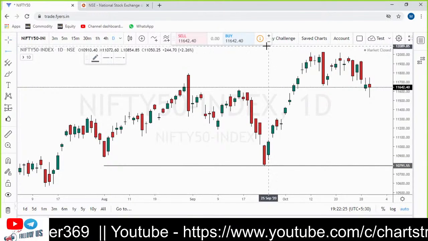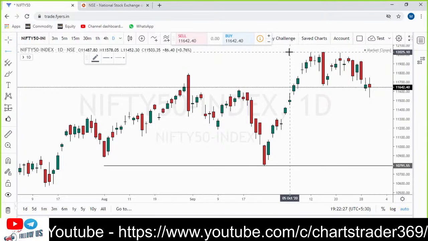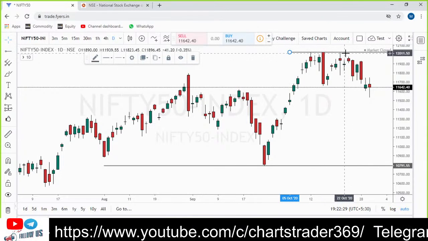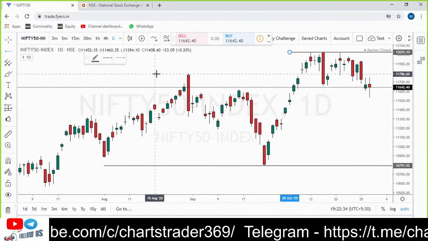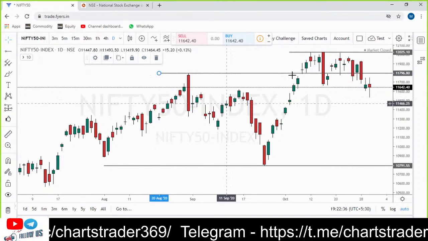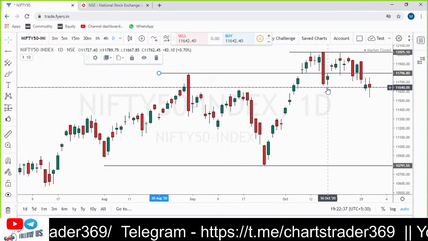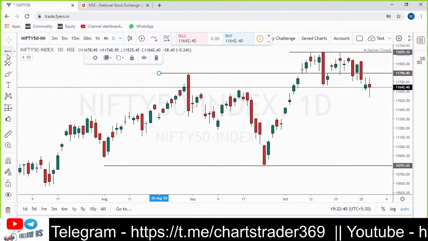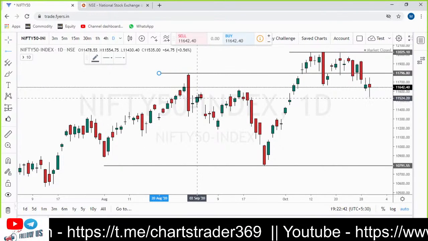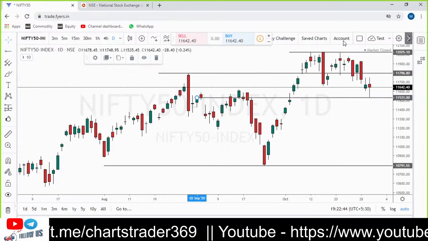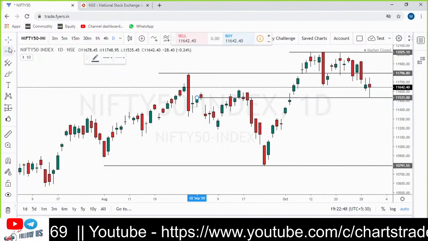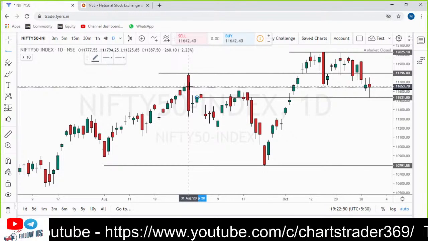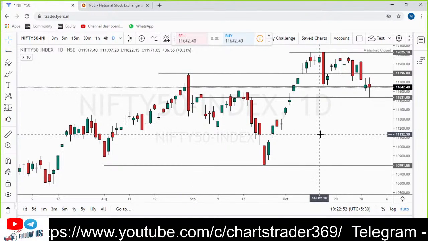Now I'll mark highs also. Here I find some highs. This is one high. Here also one high is there. Here one low is there, here one low, here one low. I'm just marking horizontal lines, marking highs and lows, like this. This is on the daily time frame.